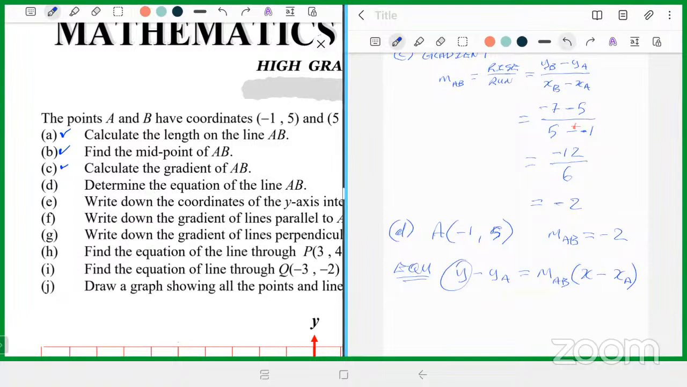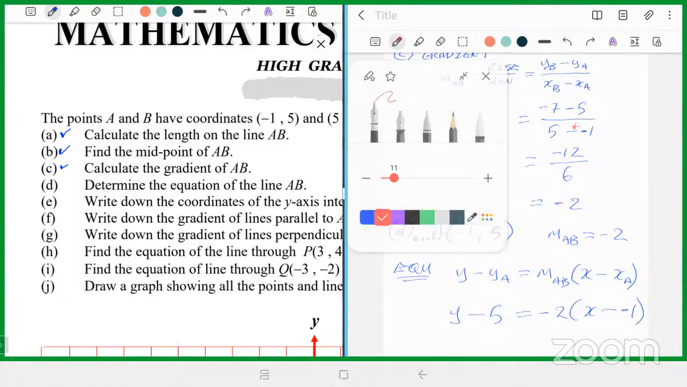All right, so let's substitute the values now. So it's y minus ya is 5. The y value at A is 5. So put in 5 there for the ya, equals the gradient, and the gradient is negative 2. So I'm putting negative 2 into x minus xa. Xa is negative 1. So I'm putting a negative 1 right here now. So this minus again becomes a plus. I'm going to put the plus there. This minus is a plus.